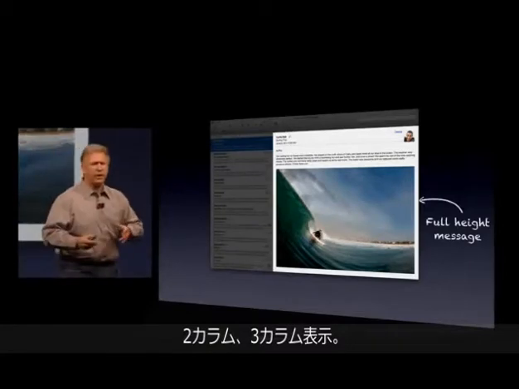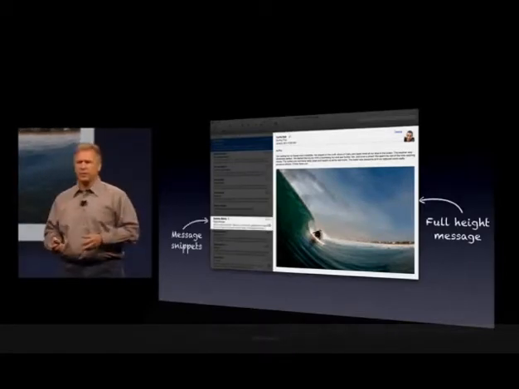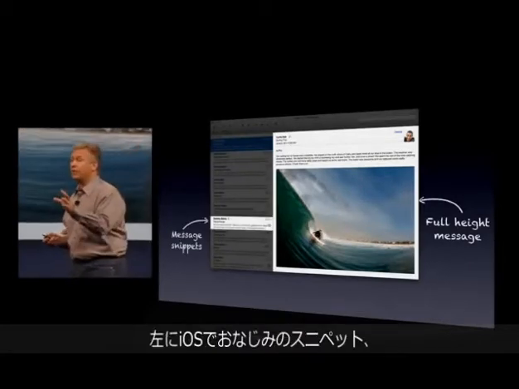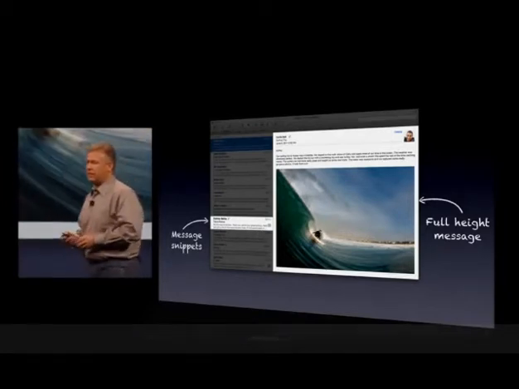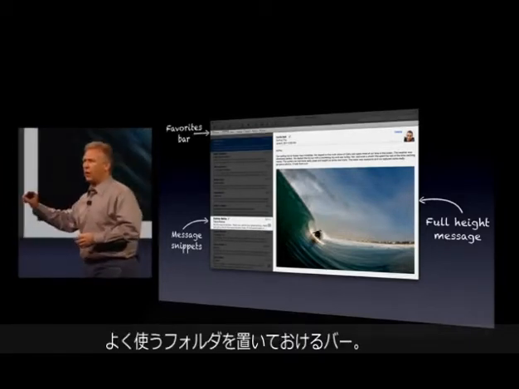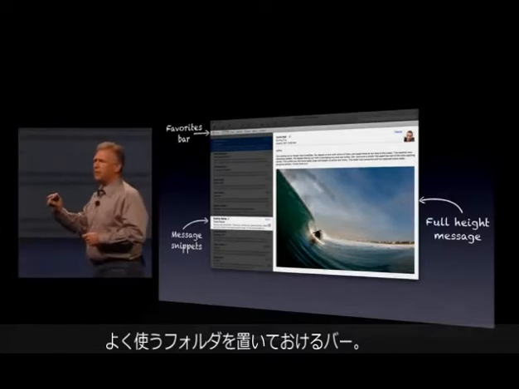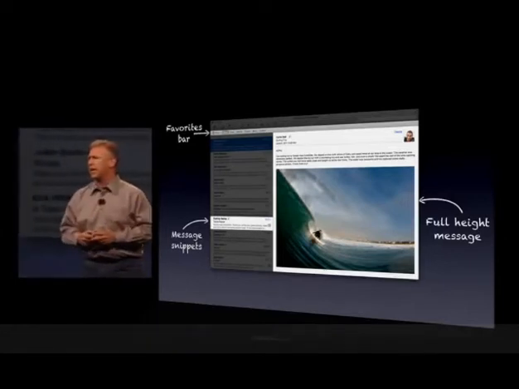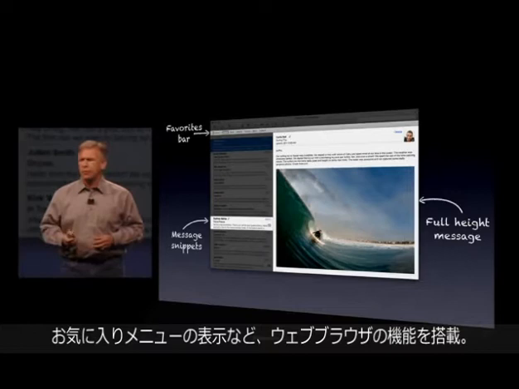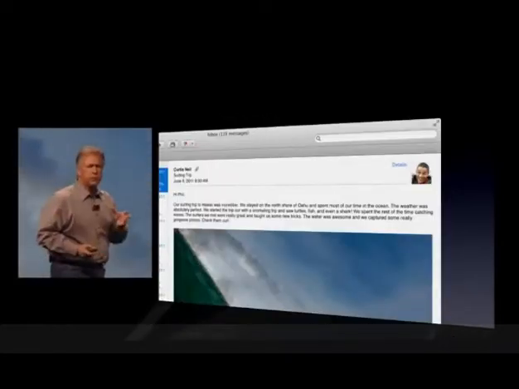You have a beautiful full-height message window. On the left, in the message list, you see snippets, like we're used to from iOS, now built into Mail. Across the top, you have a favorites bar, sort of like a browser does. Now in Mail, that can be favorite folders where you like to keep things and you want to get at quickly. Probably one of the most powerful features is searching.